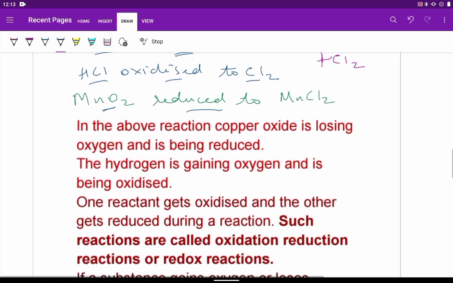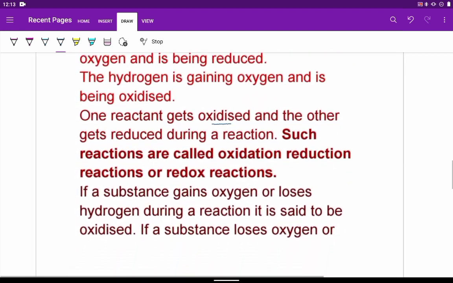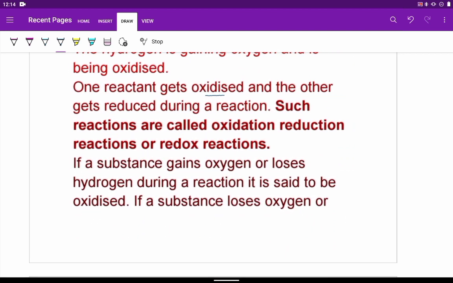So we can say that in the above reaction, copper oxide is losing oxygen and it is reduced. Hydrogen is gaining oxygen and it is oxidized. So here one reactant gets oxidized and the other gets reduced during a reaction. So both are taking place together. Such reactions are called oxidation reduction reactions or redox reactions. Means in the same reaction, one reactant will get oxidized and the other will get reduced.